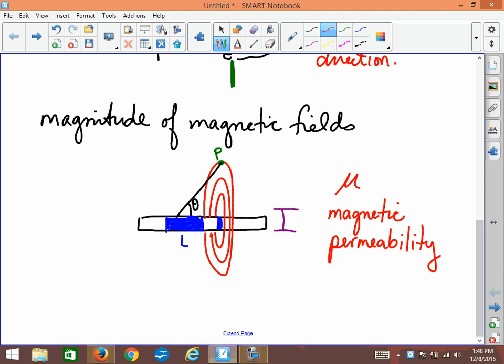Now, if we consider it to be a vacuum, we generally give it a little zero, mu naught. And that's the magnetic permeability in a vacuum, the vacuum of space where there is no matter. And it has a value of 4 pi times 10 to the negative 7.